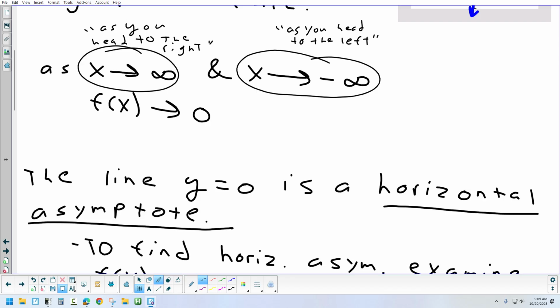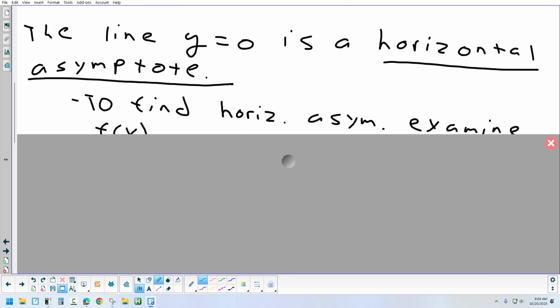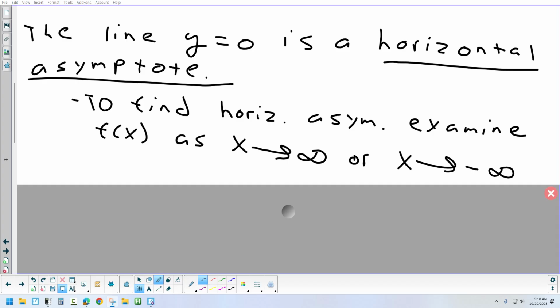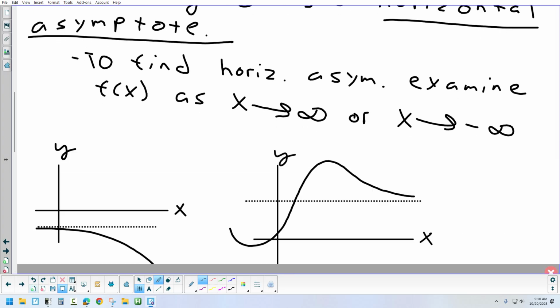Because you never hit 0, that horizontal line is called an asymptote. Okay? That's called an asymptote. So a horizontal asymptote is basically a line that you can draw on a graph, and you start to get closer and closer to it as you head to the right or the left. These are both examples of horizontal asymptotes. Some people think with horizontal asymptotes you can never cross it. No, that's not true. You can cross it. But what happens as you get further and further to the right is you start to close in on it. You start to get closer.